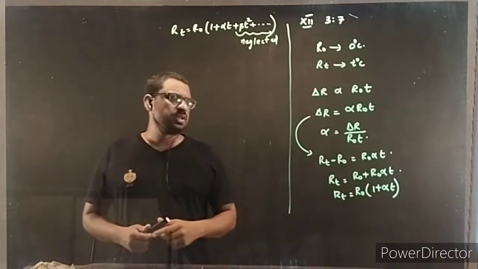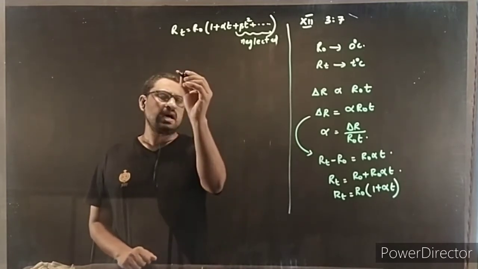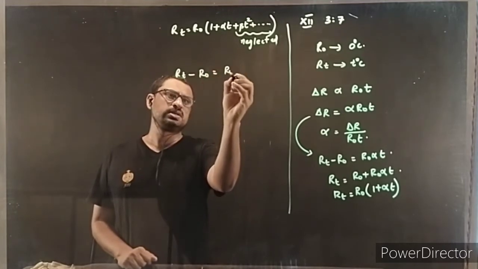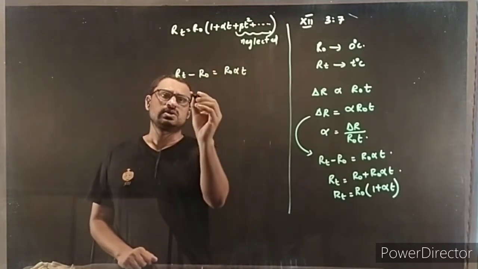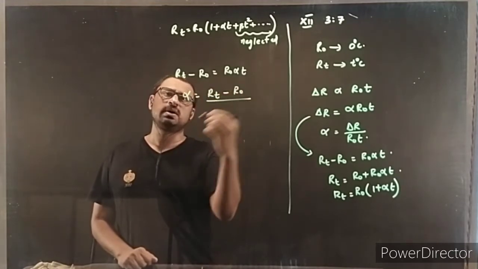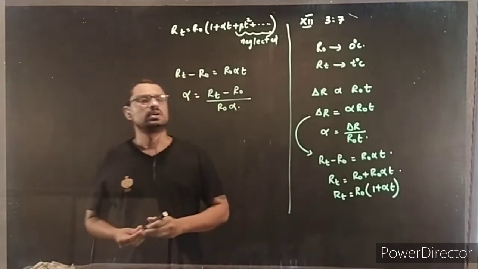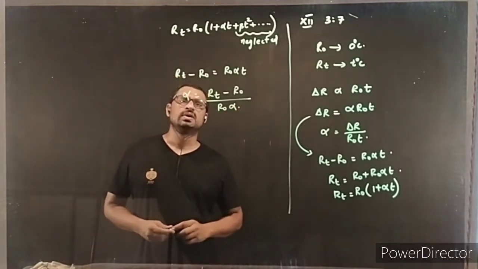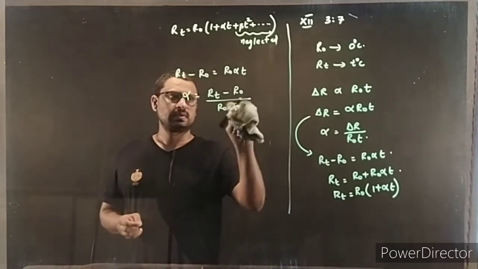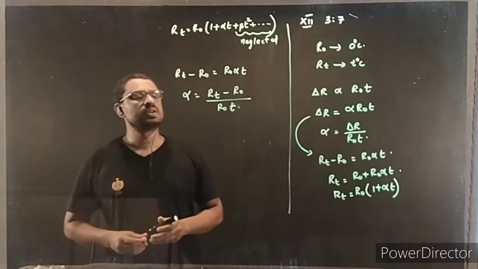So from this equation you can reach the expression for alpha also. RT minus R0 is equal to R0 alpha T. So alpha equals RT minus R0 divided by R0 T. This is the expression for temperature coefficient of resistance.